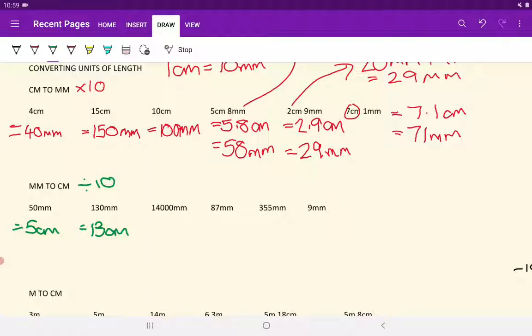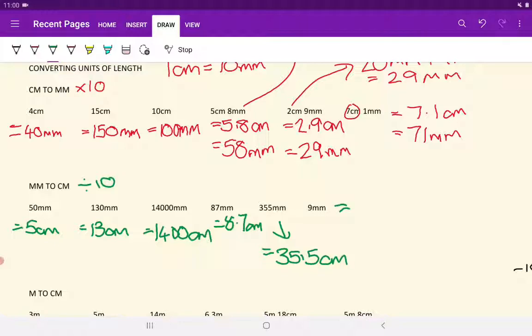14,000 millimetres. Okay, big number, but if we divide that by 10, we're left with 2 zeros on the end, so we have 1,400 centimetres. Now, 87, not as easy to divide by 10 because there's no zeros on the end, but we're going to get 8.7 centimetres. 355 millimetres, we're going to get 35.5 centimetres. That's not written very well. Let me write that again, guys, so that looks a bit clearer. 35.5 centimetres. There we go.